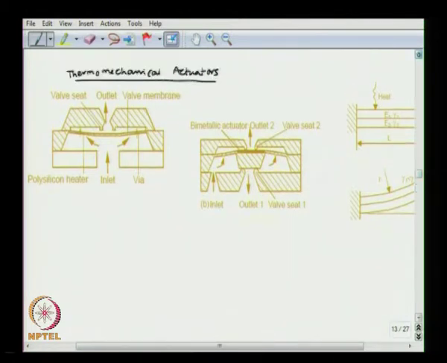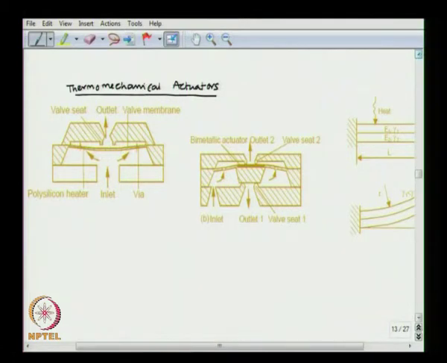Okay. So, here you can see the example, this is the inlet and this is the valve membrane. And on the valve membrane you will have some heaters present. The heater will be present on the valve, and when the heat pulse is applied, because of the difference between the thermal expansion coefficient of the membrane and the base, the membrane is going to expand. Let us say initially the membrane is in contact with the valve seat here, this is the valve seat. So, the valve is closed.